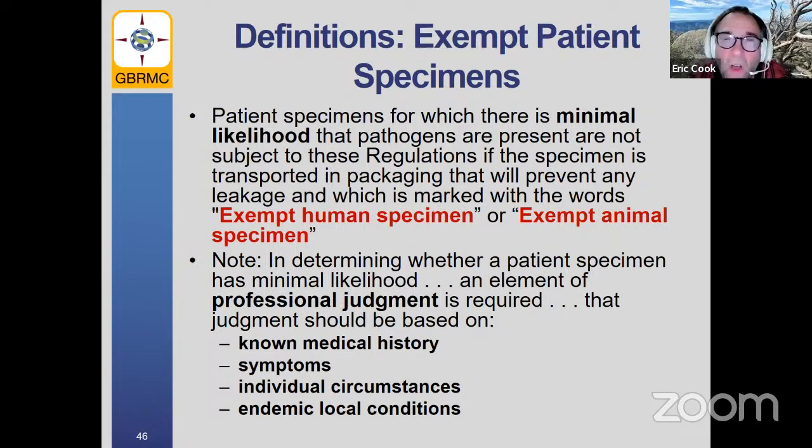So what that means is all bloods, body fluids, tissues, all human samples must be triple packaged. Those that are very low risk, you just mark exempt human specimen. Those that are moderate risk are marked category B. Those that are super high risk are marked category A. But all blood, body fluids, and tissues, all specimens should be triple packaged.